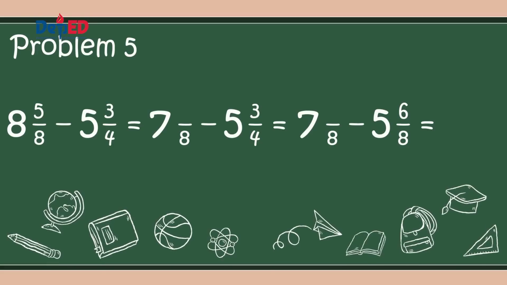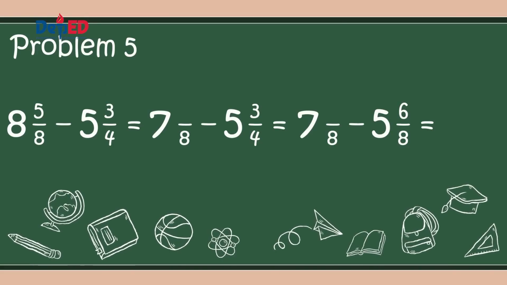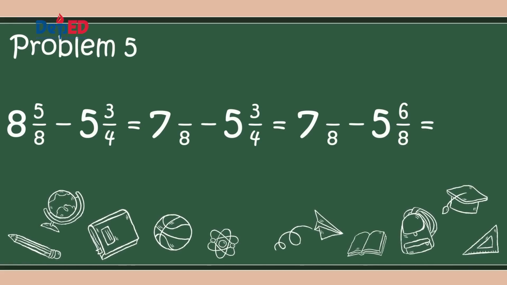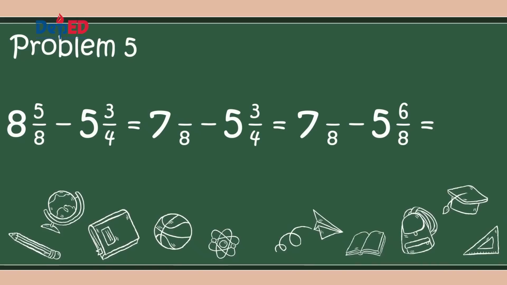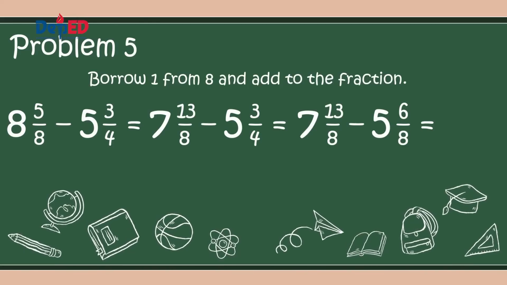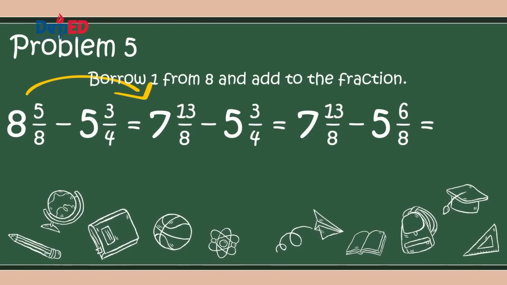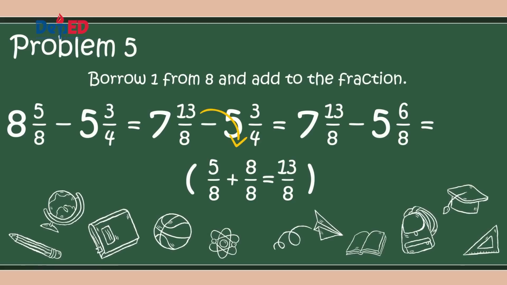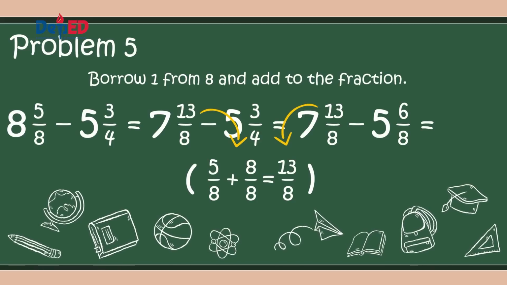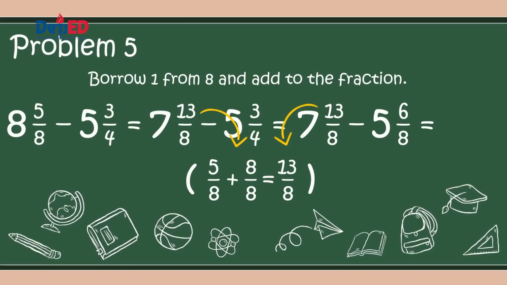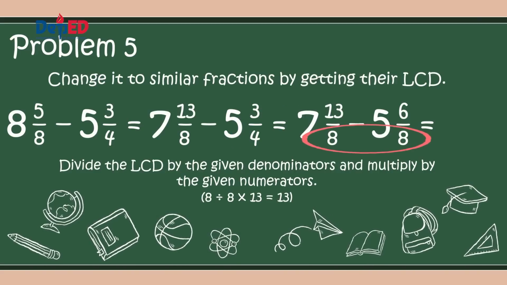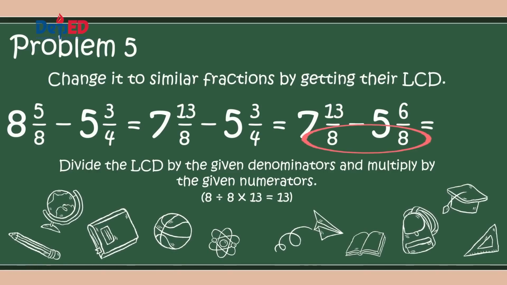Number 5. In this case, fractional parts cannot be subtracted because the minuend is smaller than the subtrahend. So, we will apply regrouping. Borrow 1 from 8 and make it 7 and 8 eighths plus 5 eighths equals 7 and 13 eighths minus 5 and 3 fourths. Since they are dissimilar fractions, change it to similar by getting their least common denominator or LCD. 8 is the LCD of 8 and 4.